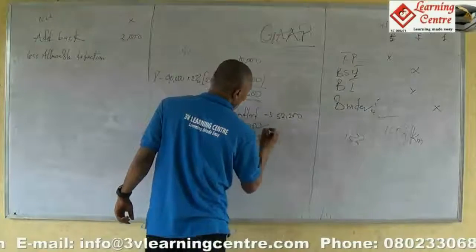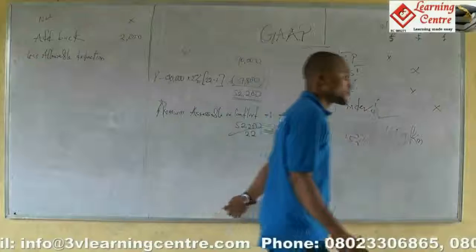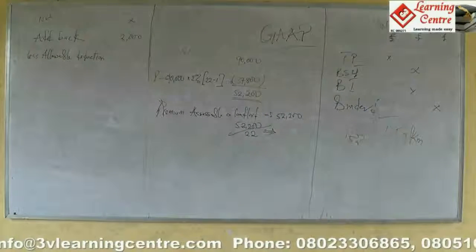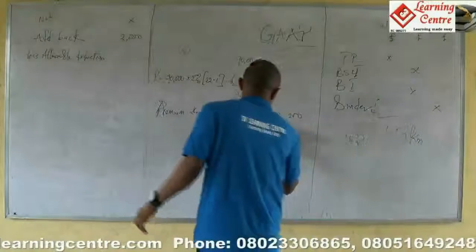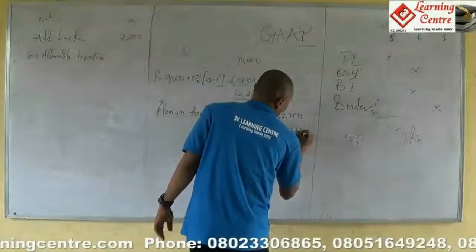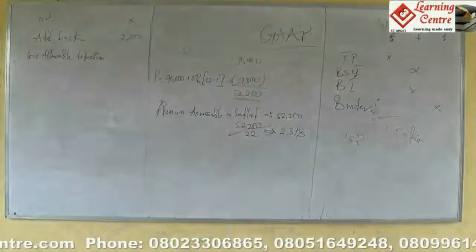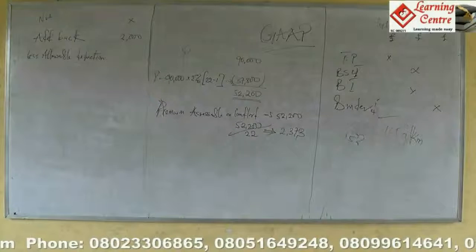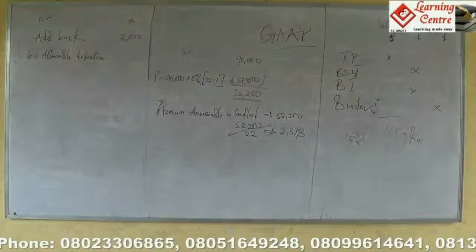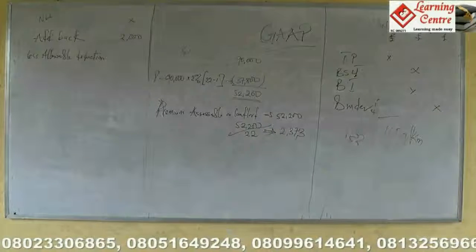Divided by 22, what do you have? 373. That is the amount that we are going to deduct? Well, we are not adding 52,000. See, look at it this way.